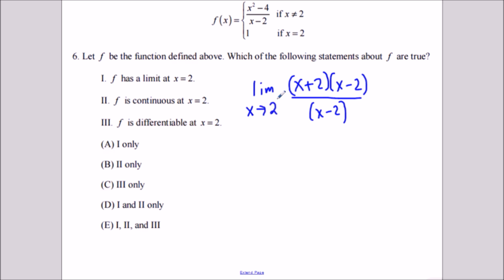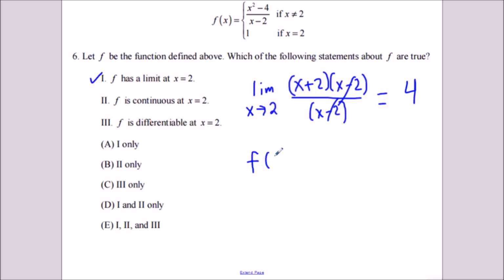So the limit of f of x as x approaches 2, if we simplify this, we just plug in now: 2 plus 2. That's going to give us 4. Remember, if we try to plug in 2 right away, we're going to get 0 over 0. So when our limit is indeterminate, we can use factoring to find the limit. But what that tells us is our limit does exist. Our limit is equal to 4. So 1 is true.